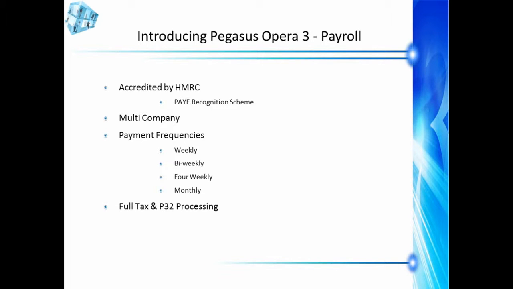The Pegasus payroll is recognised by HMRC under their PAYE recognition scheme. It's multi-company, provides payment frequencies of weekly, 2-weekly, 4-weekly or monthly, and provides full handling of the tax and the national insurance together with fully automated P32 processing.